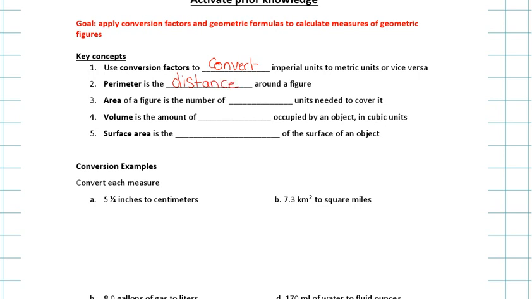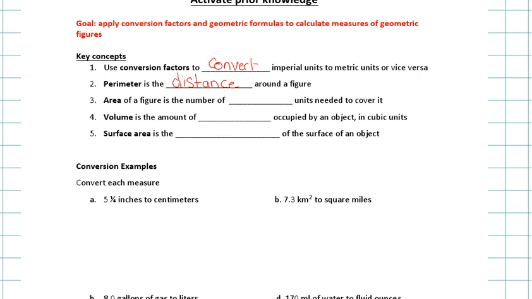So when we're talking about the distance of, let's say, a square or a rectangle, I'm talking about adding all the sides, right? So if I want to know what the perimeter is of this table, I'll just go and measure the sides, and then I add. Okay?